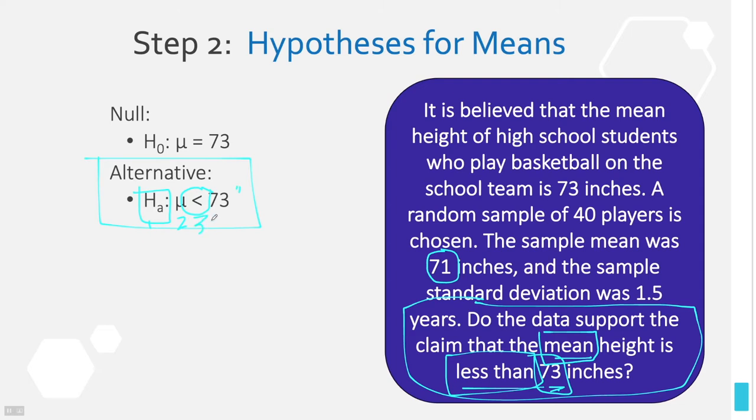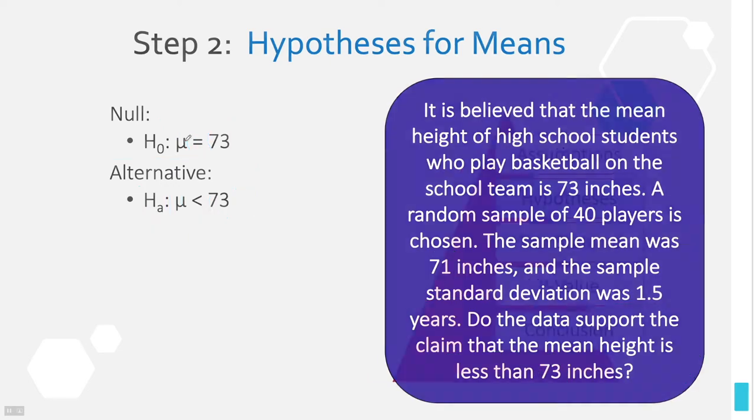So 2, 3, 4, and that's just for the alternative. The null will have the same 4, so just changing the symbol here, but this mu is the same and this 73 is the same as it was for the alternative. So I'll be looking for these 4 things in the null hypothesis and these 4 things in the alternative. So hopefully that all makes sense. All we had to do once we had our alternative was replace the less than symbol with our equal sign, and we were done. And now we can move on to step 3.